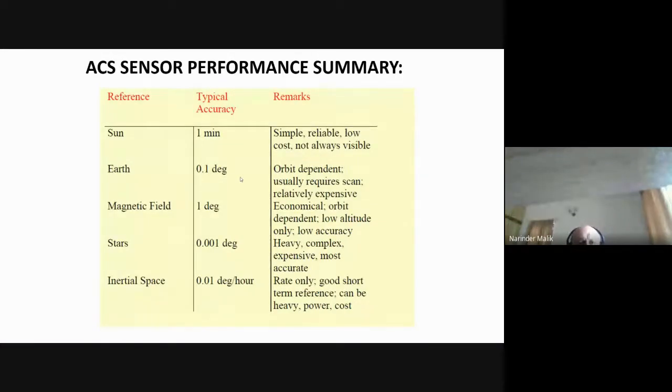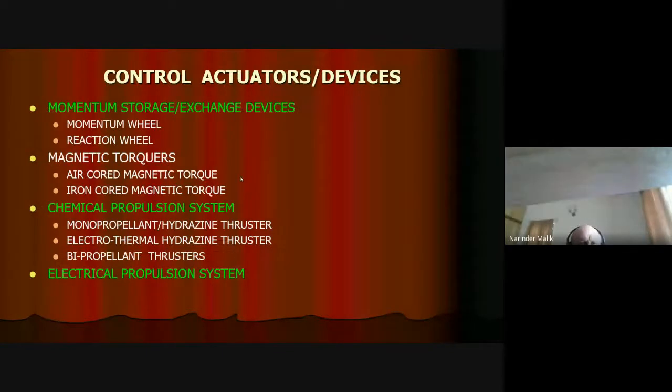This is again a comparison of what I've already told. I'll skip that one. What are the control actuators or devices? These are called momentum storage or exchange devices, consisting of momentum wheel, reaction wheel. Magnetic torquers. There are 2 types of magnetic torquers. One is an air-cored magnetic torquer, the other is an iron-cored. In the area of chemical propulsion systems, you have thrusters with monopropellant fuel. You have thermal hydrogen thruster. You have bipropellant thrusters. Then you have electric propulsion.